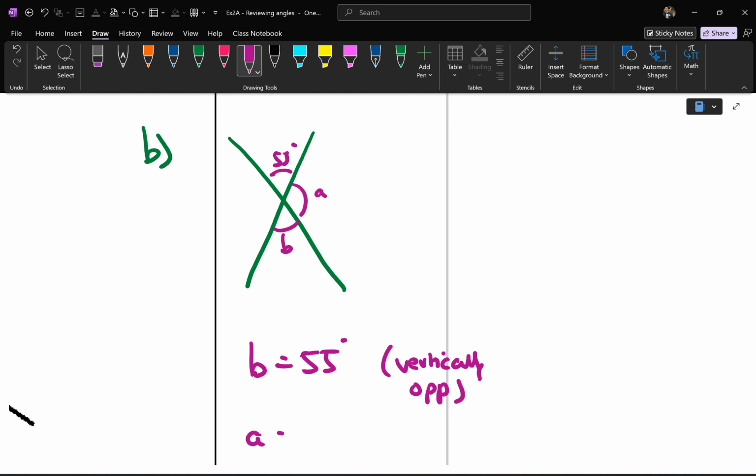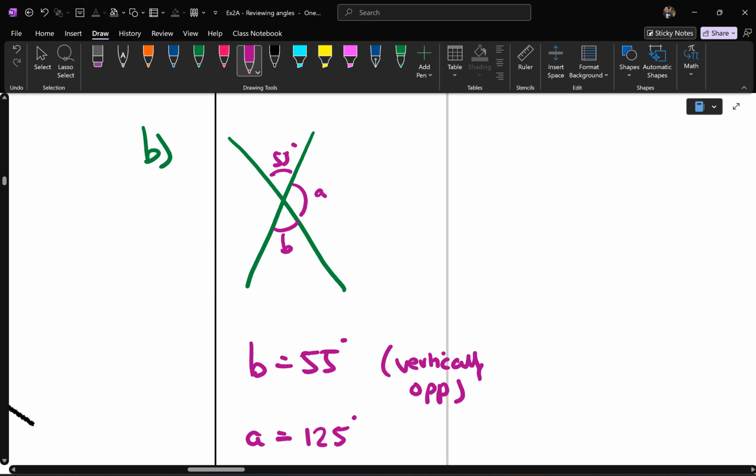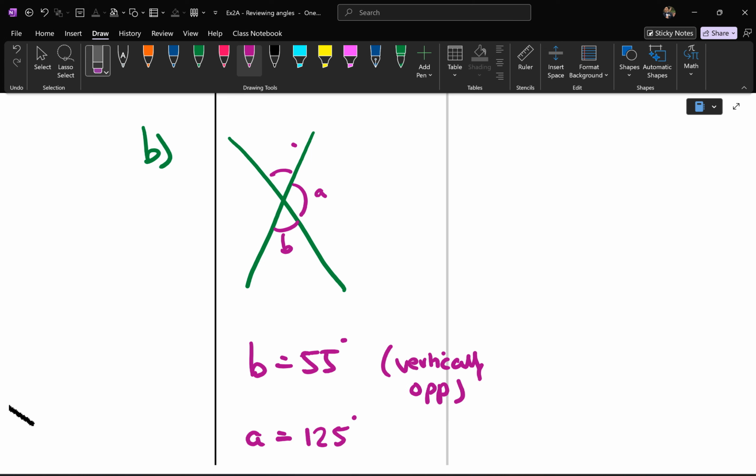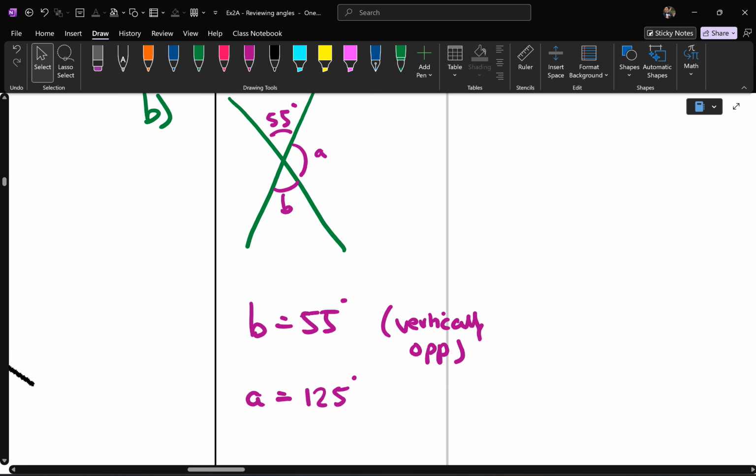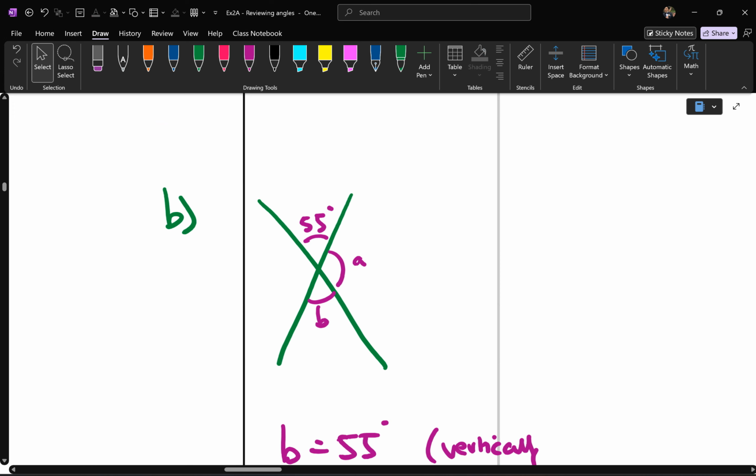What about A? What must A equal to? Let's go with Halshwan. Is that your hand up or no? Okay. Do you want to have a go there? No? Lucas? A equals to 125. Now, Lucas said 125, which is good. That is correct. But how did he get 125? Can I please have Kyle? 180 minus 55. Very good.